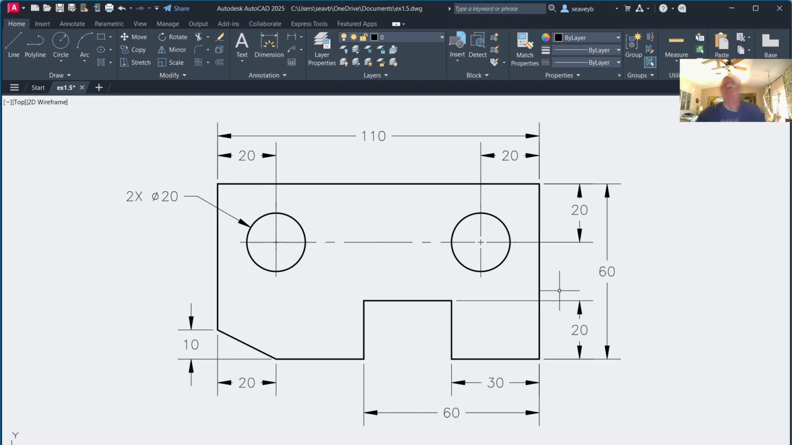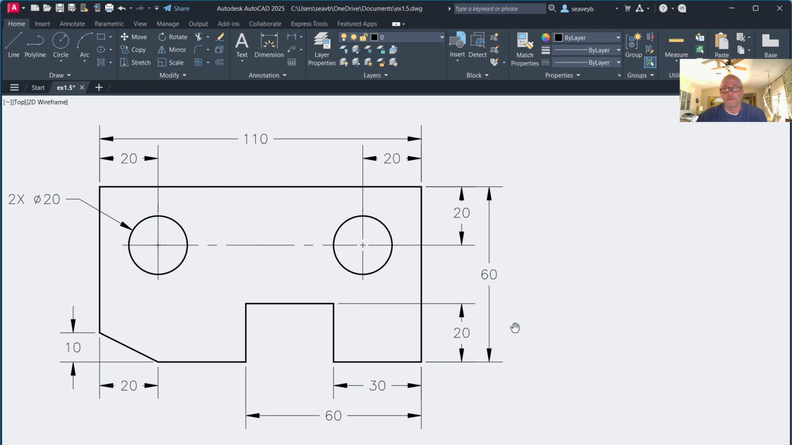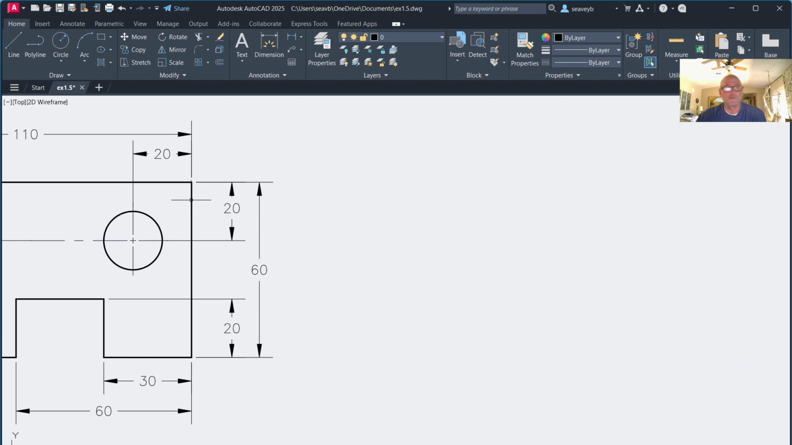So it doesn't really matter where we start, so I'm just going to scoot this over. Might as well start over on the right side. And let's get a line going. And we can start here, go 30 and then 60. How about that? So 30 units to the right, 60 units up.